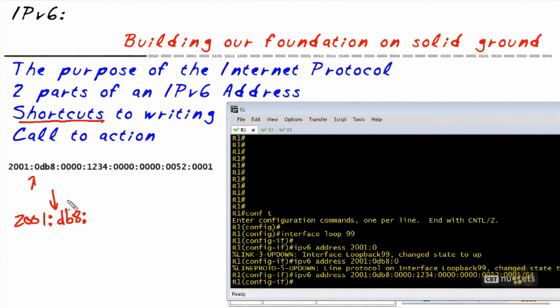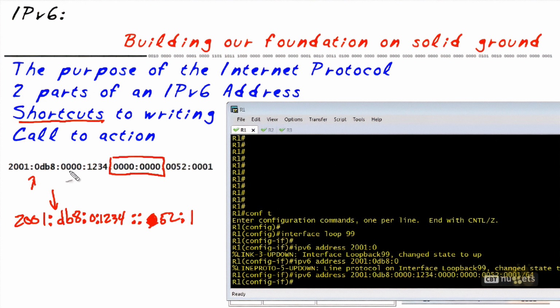The other trick that we can do is that if you have groups of all zeros like this right here, you could represent those with a colon, colon, just like that. So we could have DB8, 0, okay, drop off the leading zeros, 1, 2, 3, 4, colon, colon, drop off those leading zeros, 5, 2, 1. So that would be our shortcut for that. So 2001, DB8, leaving off that leading 0.